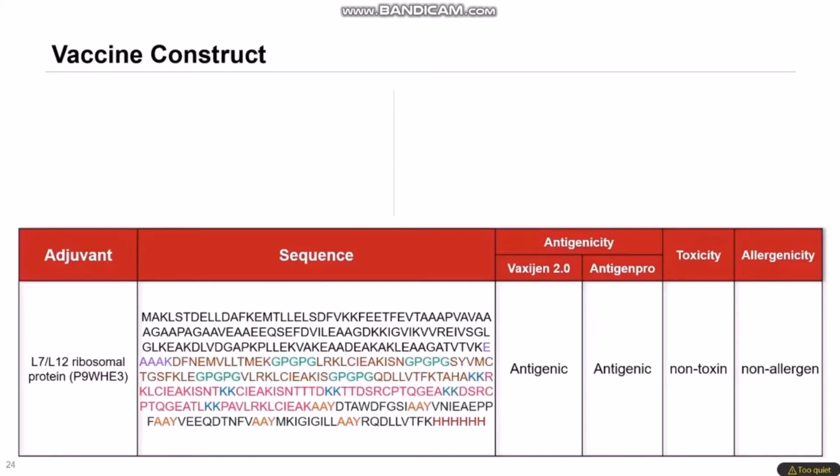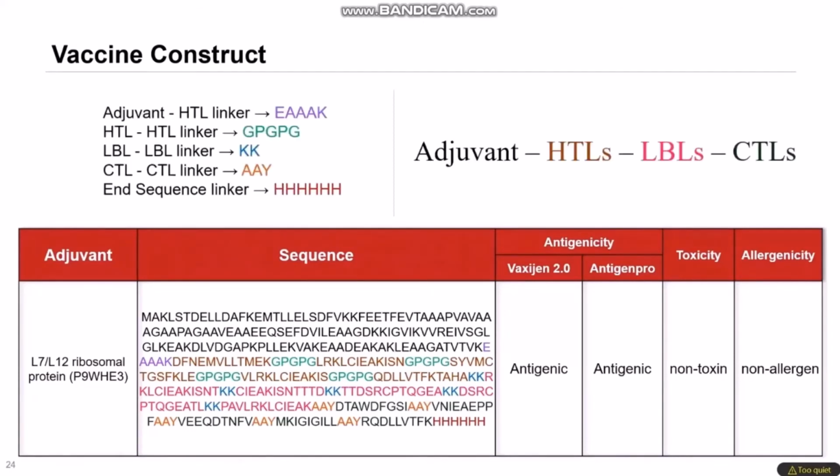To boost the immune response, an adjuvant was attached to the first HTL epitope with the GPG linker, while other epitopes were connected using AAY and KK linkers to preserve their independent immunogenic activities after their interaction compatibility validation. Adjuvant L7 or L12 ribosomal protein was used. After the vaccine construction, it showed to be antigenic using VaxiJen and ANTIGENpro and non-toxin using ToxinPred.